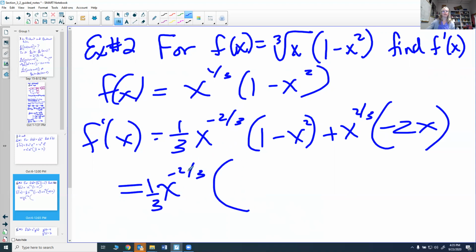When I pull that out of the first term, I'm just left with 1 minus x squared for the first term. But now I've got to figure out what that second term is. First off, there's a -2. I'm pulling out an x to the -2/3 from this, which means I'm really dividing x to the 1/3 by x to the -2/3, which think of it as 1/3 minus a -2/3.